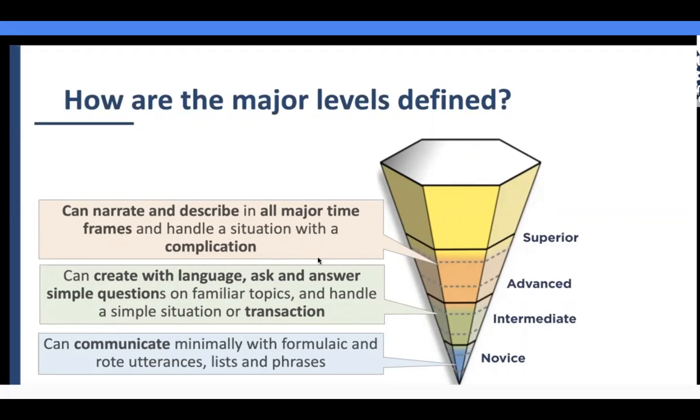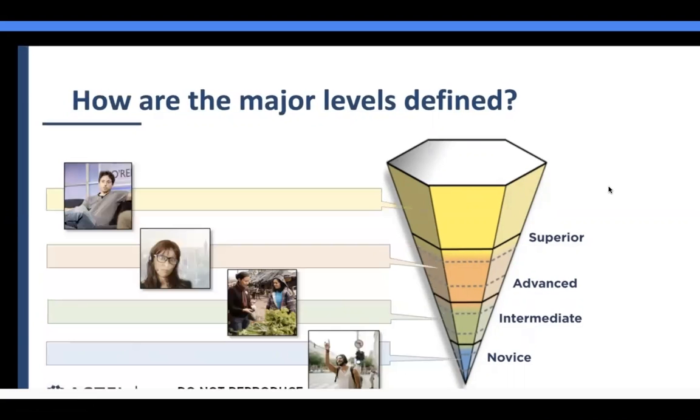And they can also handle anything at intermediate level, and they can of course handle anything at novice level. So those are the ones that we will most deal with. We will not go into superior at this time, even though you can see it in the picture there. So I wanted to leave you with this image before we do a little quiz on the three major levels defined.